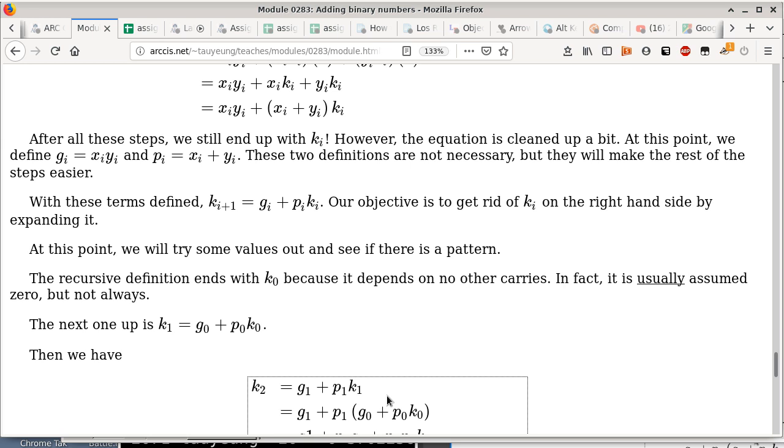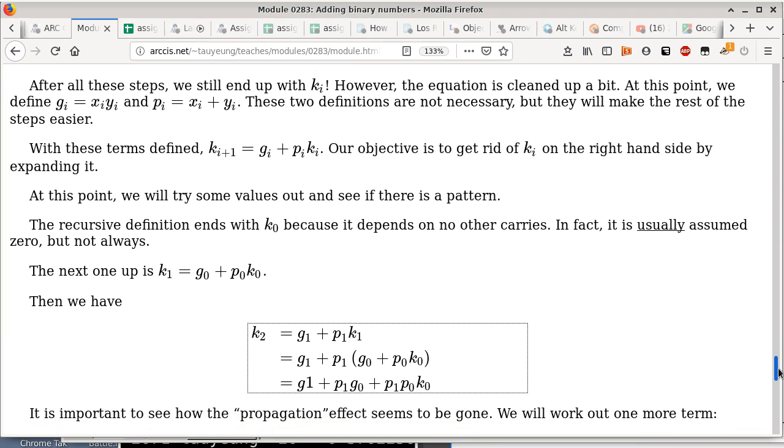Then you will say, but we still need to depend on K1. K2 depends on K1. But we know what K1 is. This is K1. So what we do is we substitute. We take this K1 out, and in place of K1, we plug in what we have already expanded K1 to be. Is that okay? So it's like recursion almost? In a way, yes. In a way, it is kind of recursive.